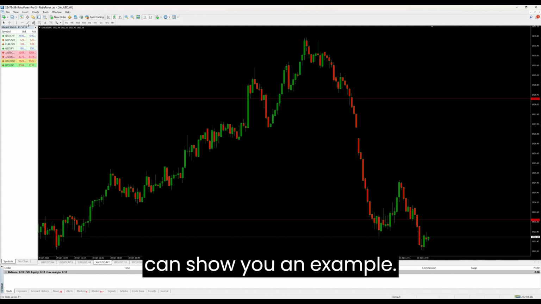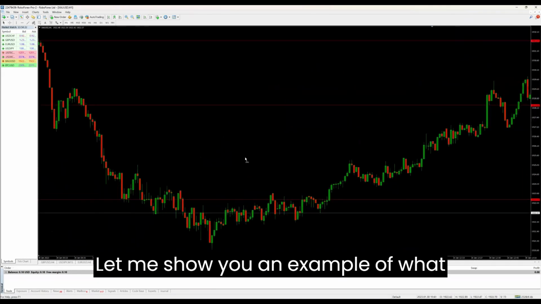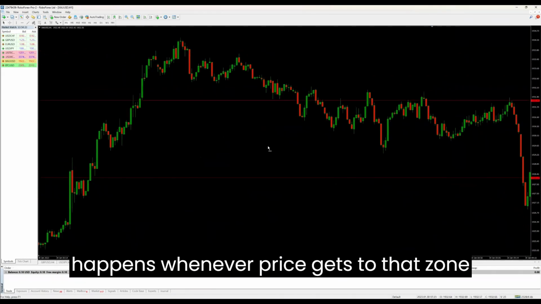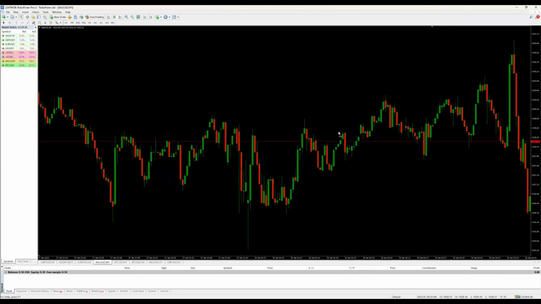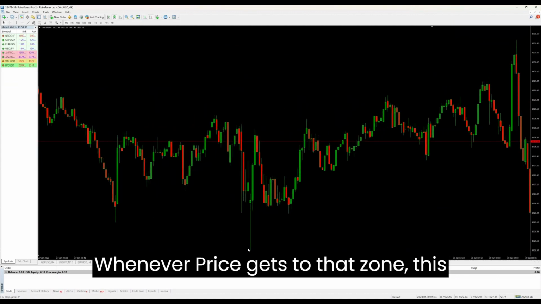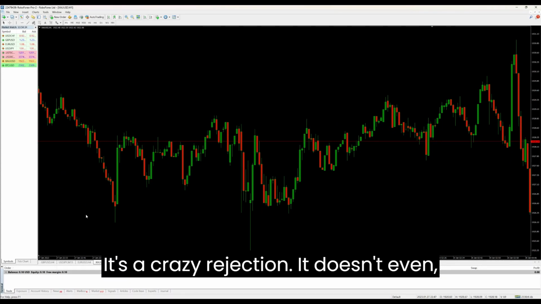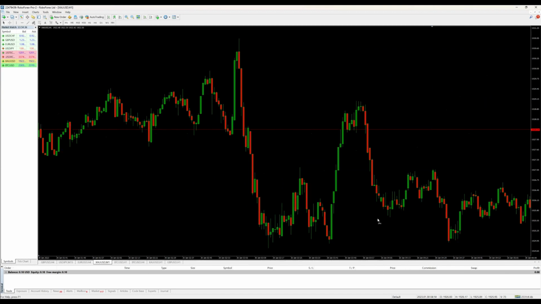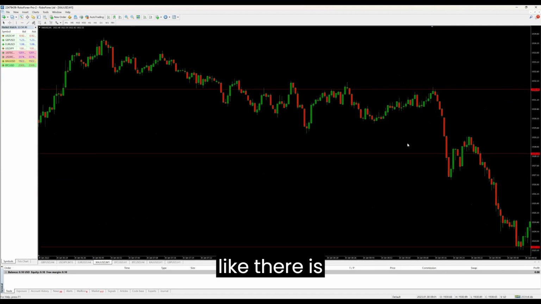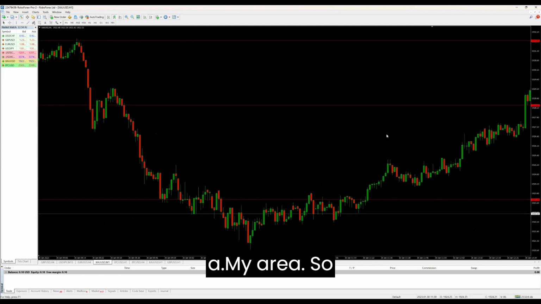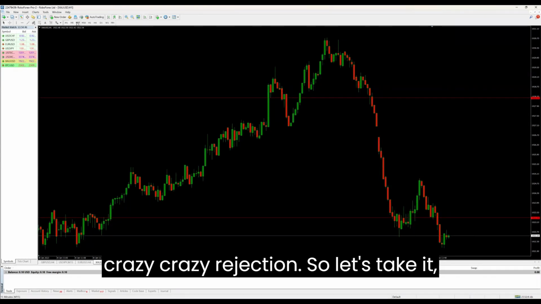Let's go to the minute one so I can show you an example of what happens whenever price gets to that zone. Whenever price gets to that zone, this is what you see. It's a crazy rejection. It just pulls up like crazy. So that zone is a demand area. So whenever price gets there, there is this crazy rejection.